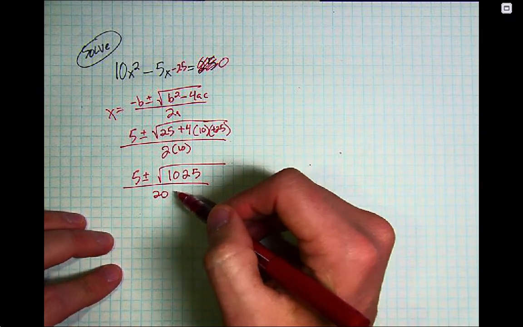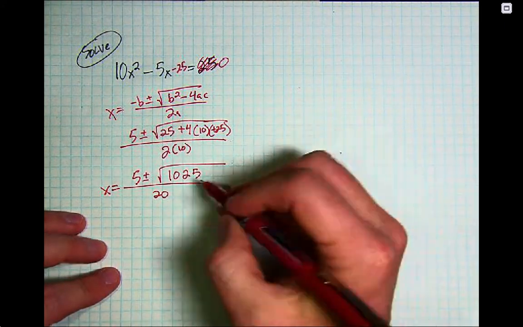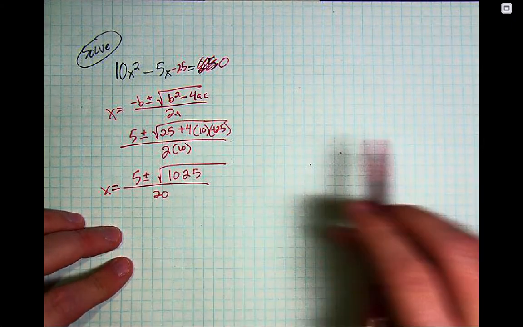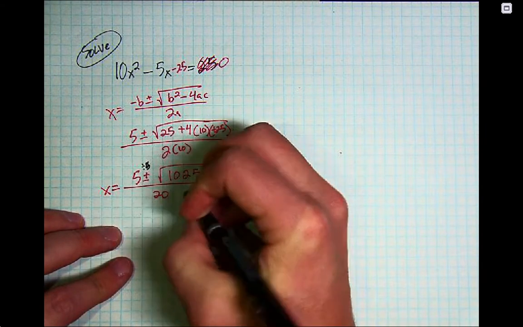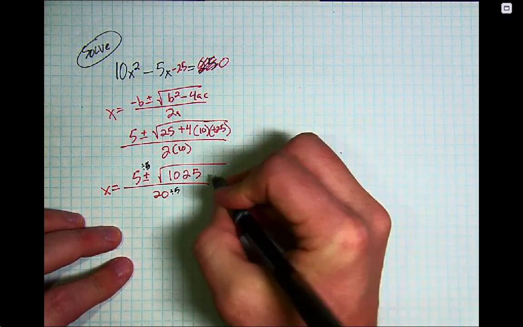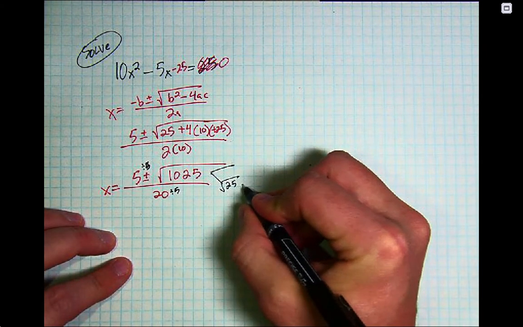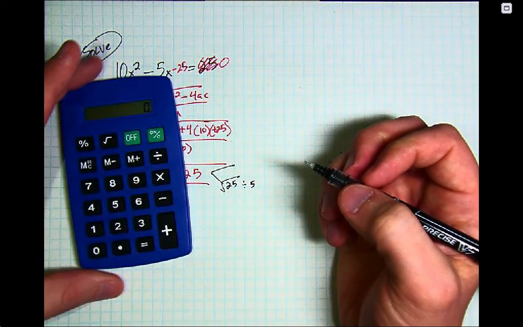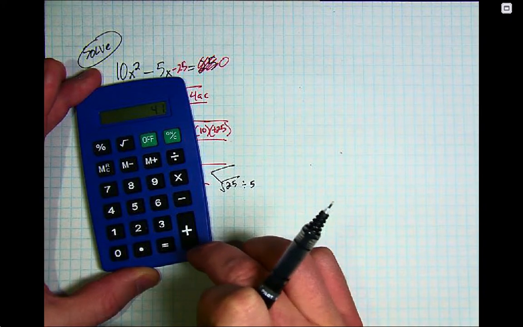Or can we just leave it the way it is? Yeah, we could leave it the way it is, but we could simplify this one as well. What do I kind of want to divide this by? 5, right? Can I factor this so that it's a 25, which I then can divide a 5 out? Let's find out. 1025 divided by 25.